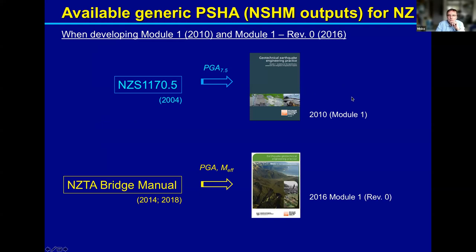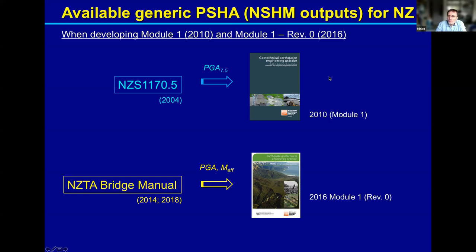So let me give you a little bit of background on that. As I mentioned with Kevin, we started this somewhere in 2006 or early 2007. And the first version of module 1 was published in 2010. In that period, there was only one hazard interpretation for New Zealand available, and that is the one summarized in NZS 1170.5. In that hazard, the peak ground acceleration is interpreted to a weighted magnitude scheme, so PGA 7.5, or peak ground accelerations associated with magnitude 7.5, are presented.